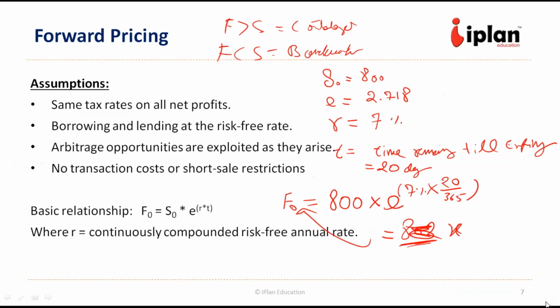This is what we used. Forward price equals spot times exponential raised to the power r into t. The spot is the share price, the exponential value is by default 2.718, interest rate is 7%, and t is the time till expiry. So today is the 1st and the 28th is expiry, so we have 28 days. And if you're buying on the 10th, then you have 18 days remaining. So you will take days as 18.